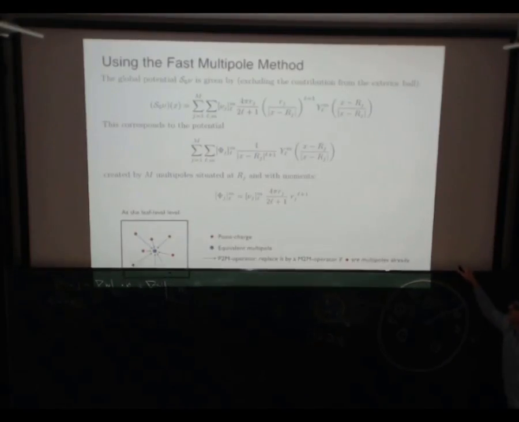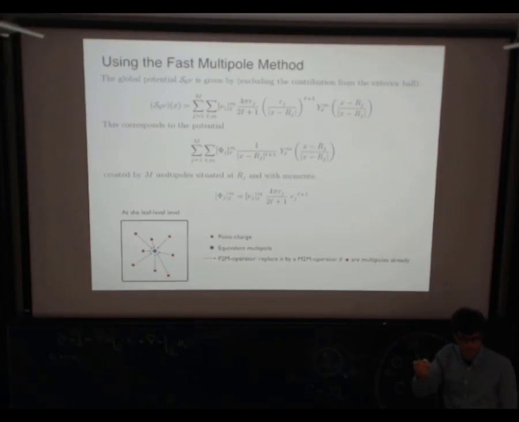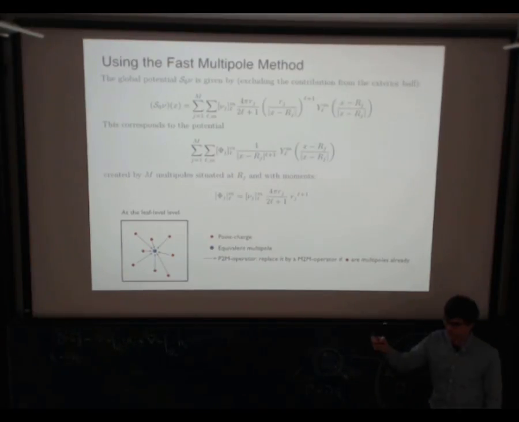Okay, so if you know the fast multipole method, then you know that usually it only takes into account point charges and not multipoles. So we adapted an FMM library, ScalFMM, to also deal with multipoles as input.